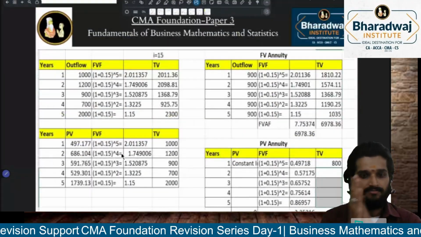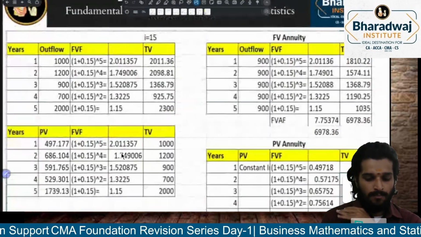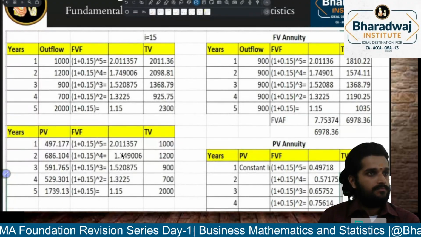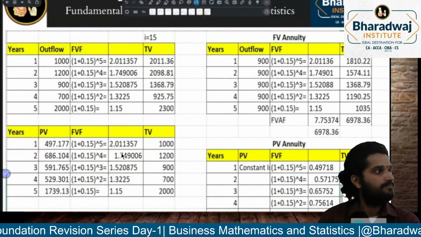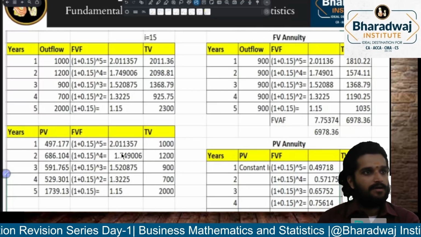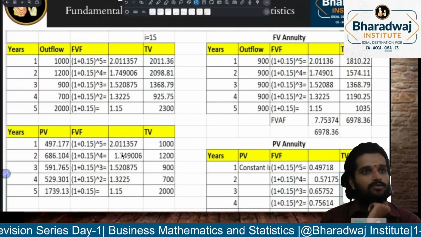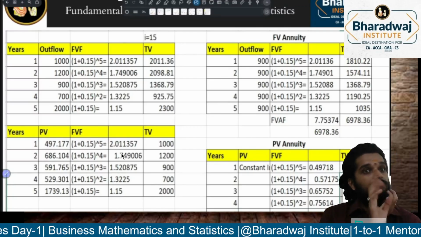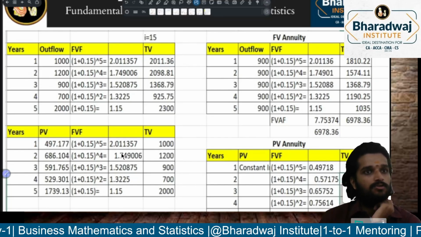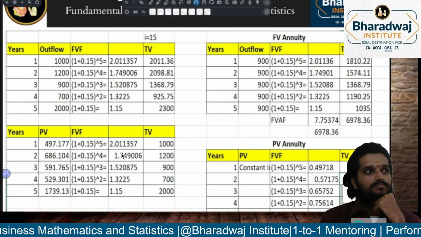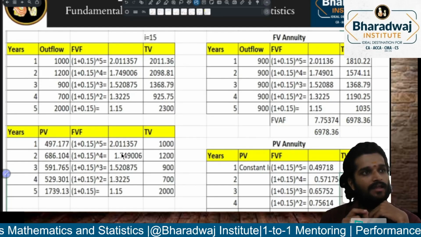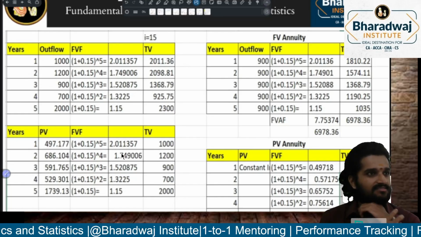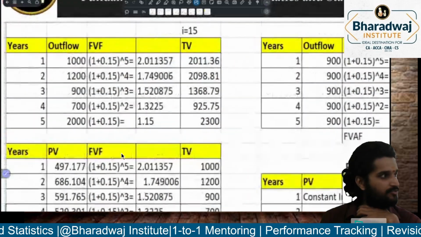Rather, I need to find 1.15 power 5. In the calculator, insert 1.15. Just type it. Into equal to, square. Just equal to, not into equal to. Just equal to, cube. Another equal to, power 4. Another equal to, power 5. I'm just discussing the future value factor.